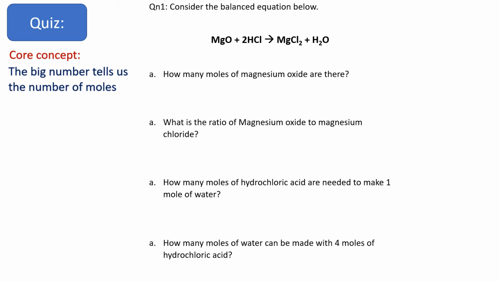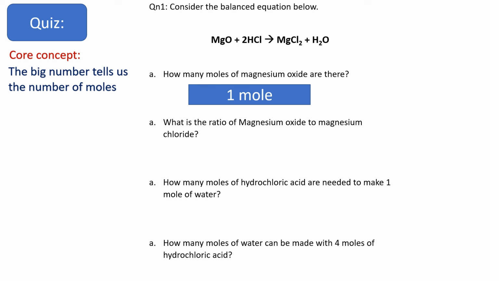Okay, why don't you pause the video and have a go at this question for yourself. Okay, so consider the balanced equation below. 1 magnesium oxide plus 2 hydrochloric acid making 1 mole of magnesium chloride and 1 mole of water. Okay, so how many moles of magnesium oxide are there? Well, I'm looking at the magnesium oxide and I can see no big numbers, so just 1 mole.